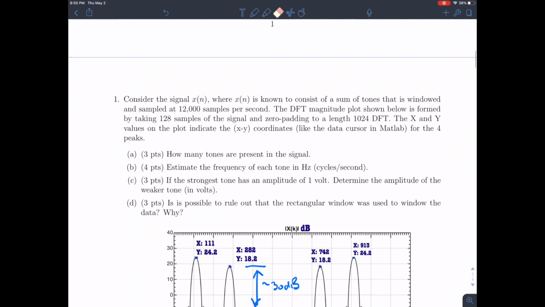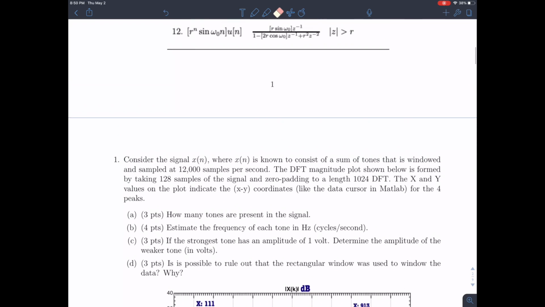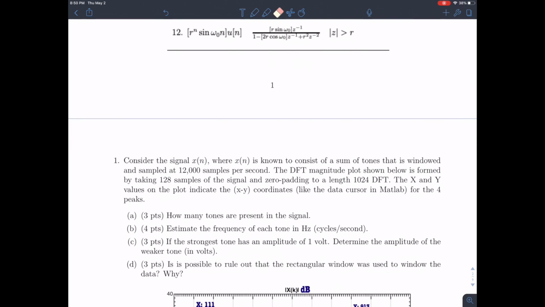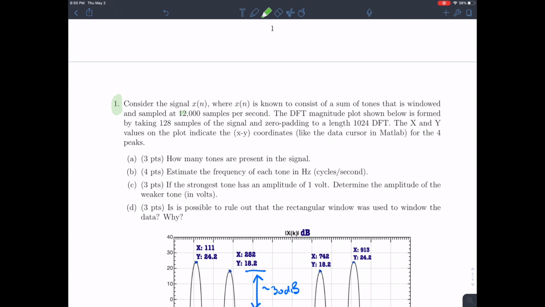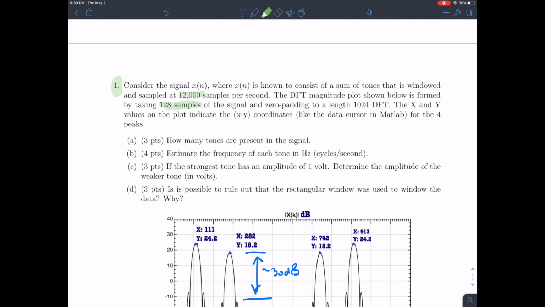Okay, this video is the solutions to exam number 2, problem number 1. In problem number 1, we are looking at an FFT, and we're given that it's 12,000 samples per second. You take 128 samples of the signal and zero pad to a length of 1024.